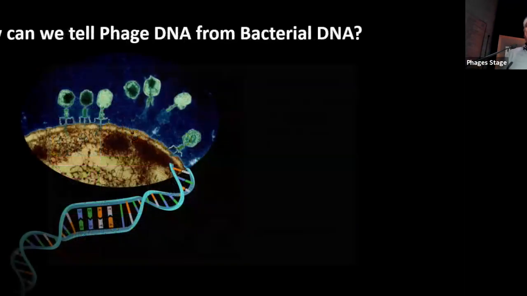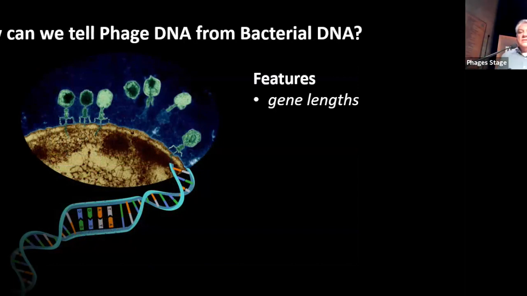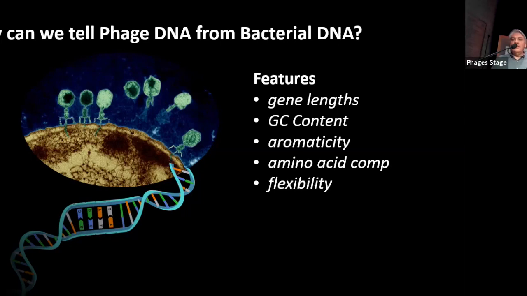And this is exactly what we're doing. We started with, how can we tell phage DNA from bacterial DNA? We look at features like gene lengths. You know already, third time today and yesterday, phage genes tend to be slightly shorter than bacterial genes, but just that is not enough. The intergenic regions can also be used. You can look at GC content, aromaticity, amino acid composition, flexibility, any kind of DNA modifications, protein modifications. All of these are different features, which together are much, much stronger to separate between phage DNA and bacterial DNA.